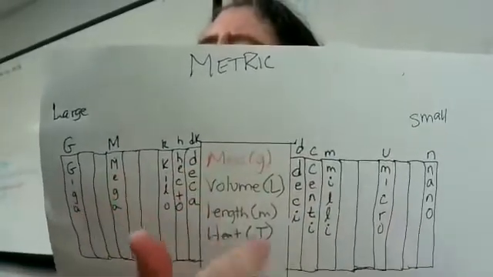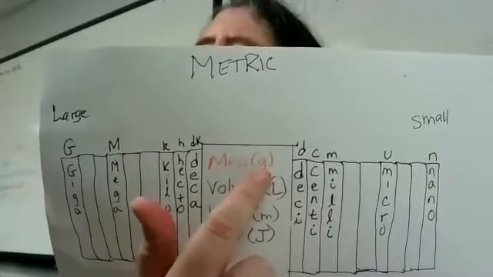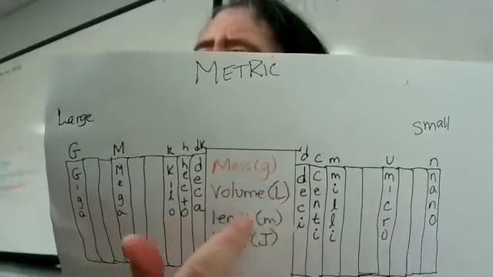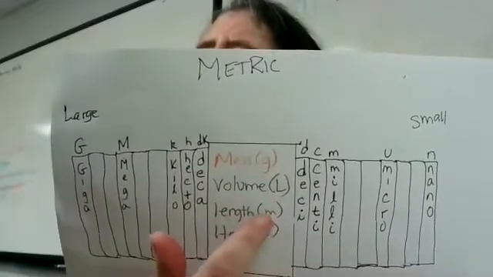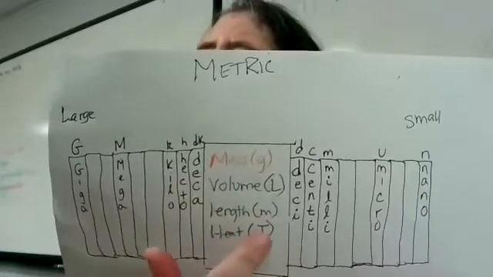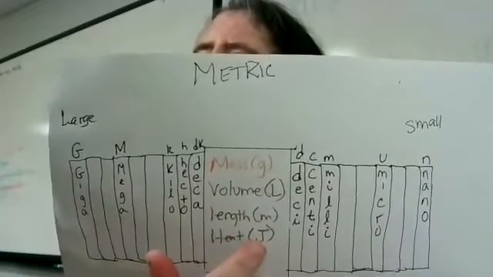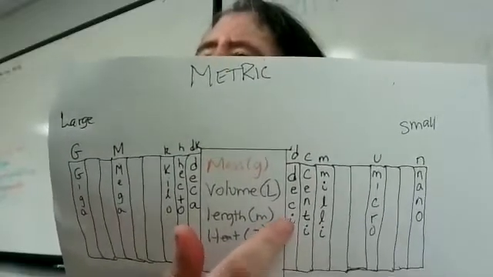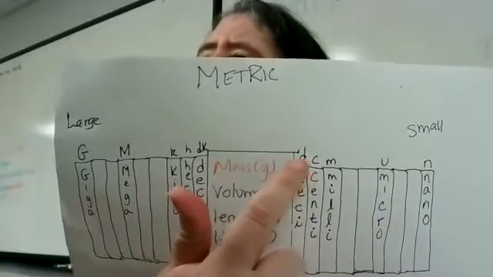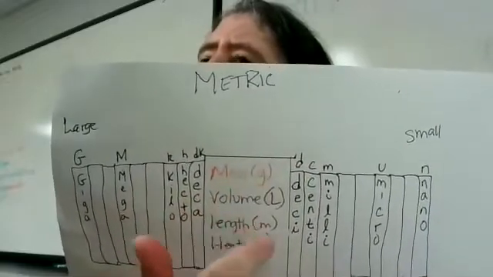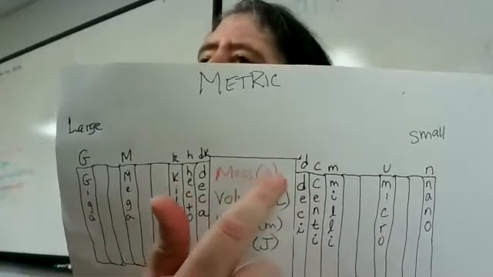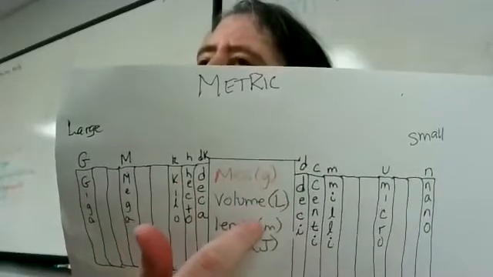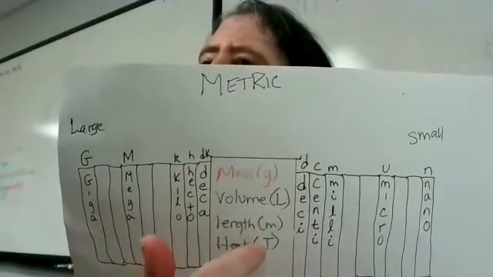But in this big box, I have the word mass with a little g for grams, the word volume with a capital L for liters, the word length with a little m for meter, and the word heat with a capital J for joule, J-O-U-L-E. In the first small box is deci, D-E-C-I, with a little d. That little d goes in front of all these units. So a DG is a decigram, a DL is a deciliter, a DM is a decimeter, DJ is a decijoule.